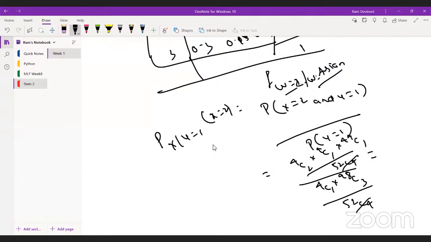One minute, sir. Here in the denominator, 4c1 into 48c3, how is 48 coming? I'll tell you. Whenever we are saying that we have one king, right?